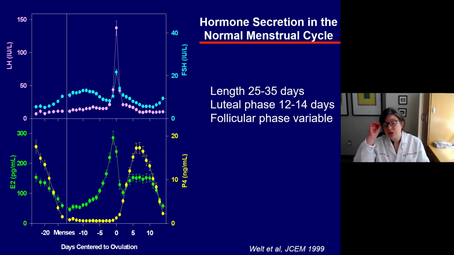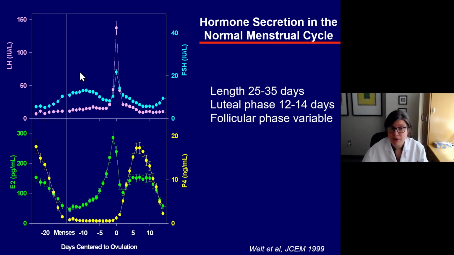So just to remember a little bit about the normal menstrual cycle, in this graph, you will see here at the bottom on the x-axis, this is day of ovulation, and this is the menstrual period here. Here in pink, you have luteinizing hormone. In aqua, you have FSH. On the bottom graph, you have estradiol in green and progesterone in yellow.